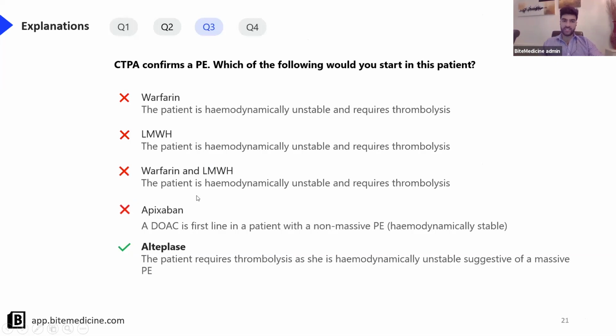What is the first line anticoagulant that you would use if the patient was stable? So would you use warfarin, low molecular weight heparin, or apixaban? We've only got DOACs there. Okay, we'll come on to that.